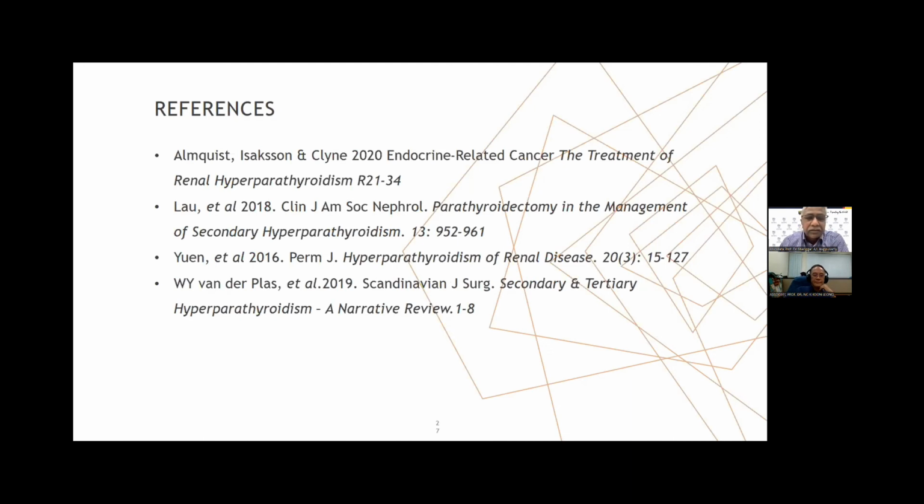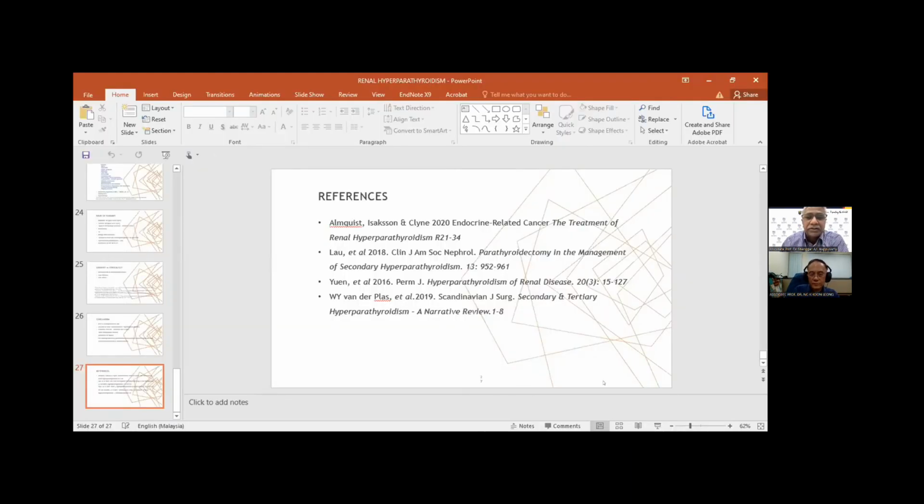Okay. Thank you, Prof. Ng, for the very informative talk on a condition that can be quite common, but the surgical uptake of the patients who undergo chronic dialysis is quite poor, I think, isn't it? What do you think?